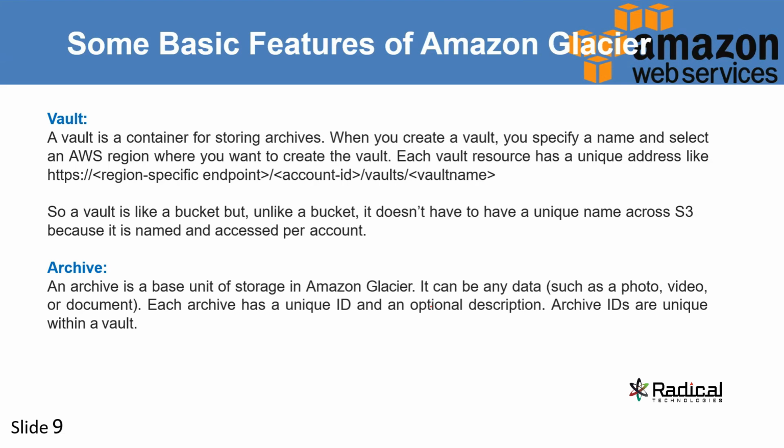Archive. An archive is the base unit of storage in Amazon Glacier. It can be any data such as a photo, video, or document. Each archive has a unique ID and an optional description. Archive IDs are unique.